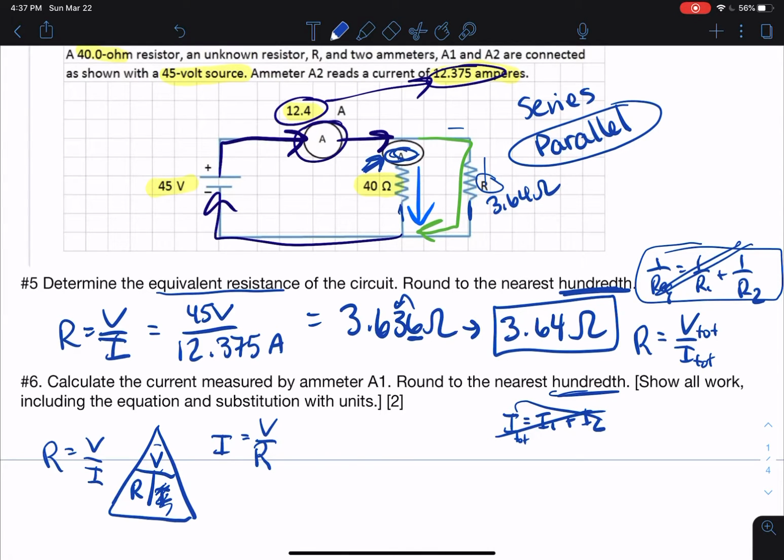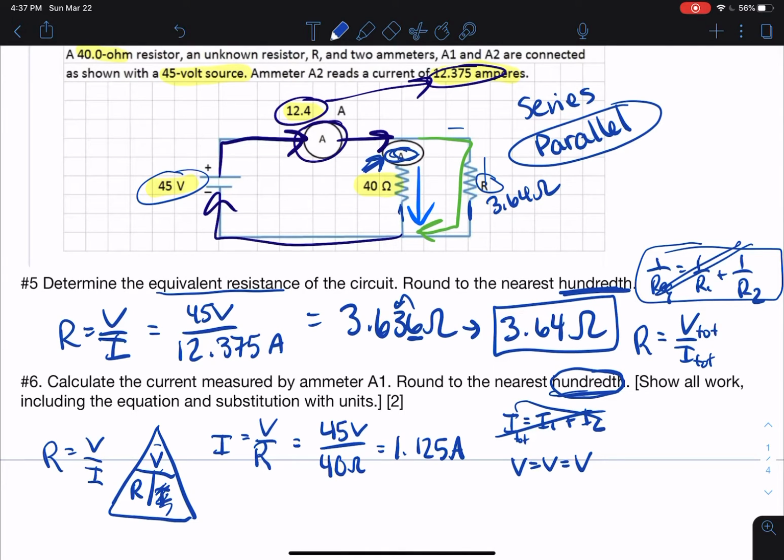So voltage, we know in parallel circuits that the voltages all stay the same. So that means this 45 volts is the voltage for the whole circuit. So 45 volts divided by 40 ohms, and that is going to give me my current through ammeter number 1. So 45 divided by 40 is 1.125 amps. And it says to round to the nearest hundredth.